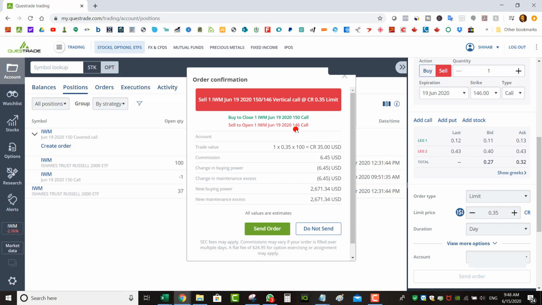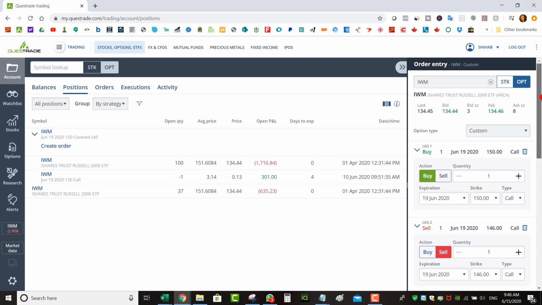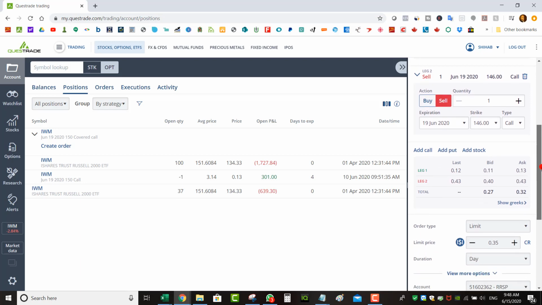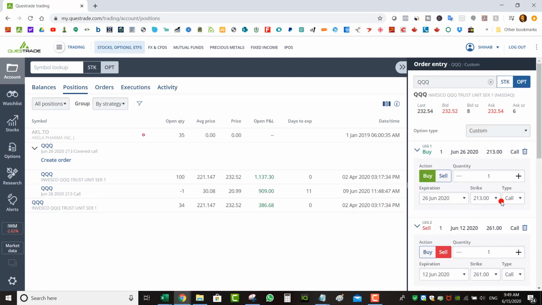So buy to close the June 19 150 call and sell to open the June 19 146 call. So now for me to win on this, IWM needs to stay below 146 come June 19. It's already at 134, so to me right now, it looks good. I didn't know that IWM would jump from 134 to 142 in the same day. So now I'm going back to the QQQs, thinking of rolling it, and I think that's what I'm going to do.